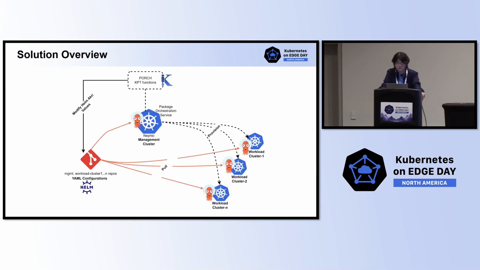Here is the overview of our solution following the Nephio approach. We have the management cluster, which orchestrates workload clusters and workloads through the Git repos associated with each cluster. The clusters are provisioned through Cluster API, and we have tested on OpenStack and AWS infrastructure providers. Helm charts are managed through Argo CD, which is also integrated as part of Nephio.